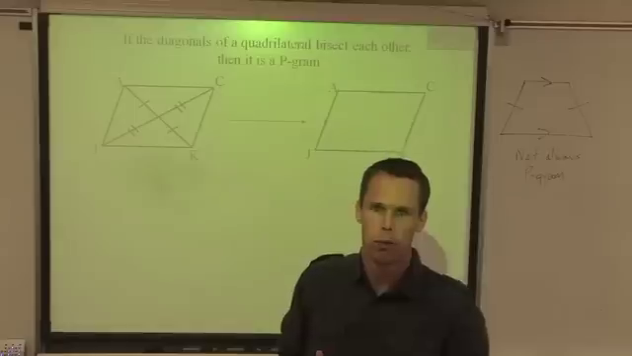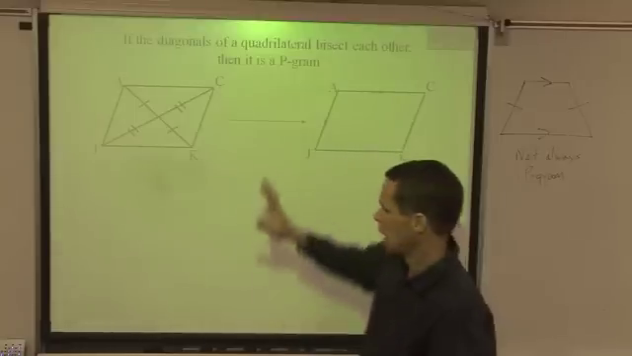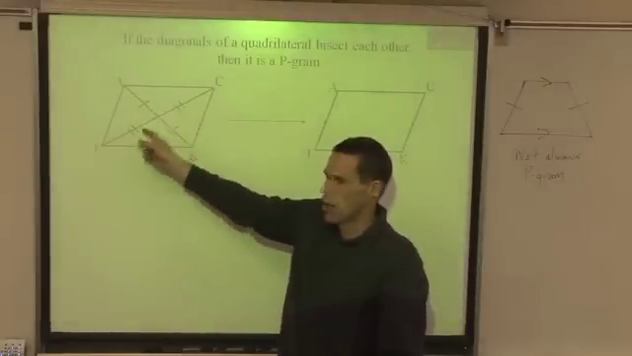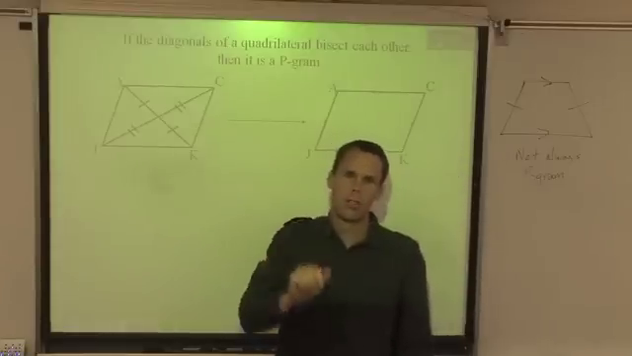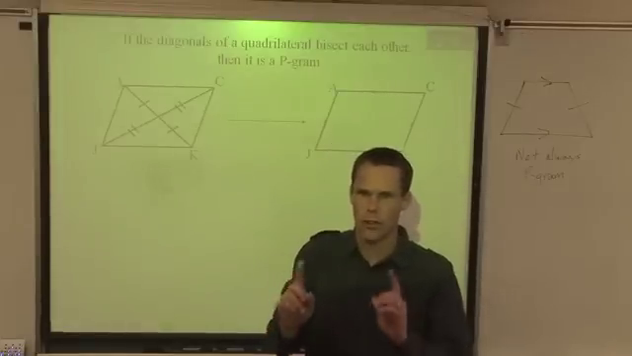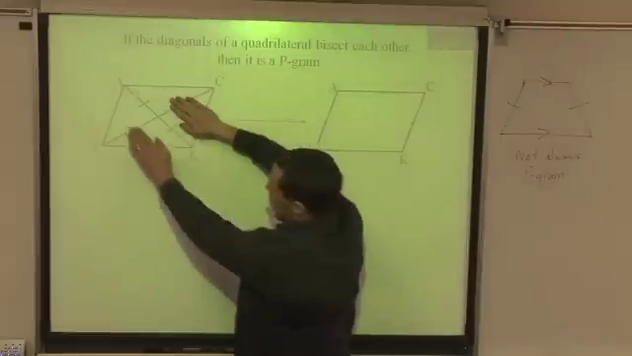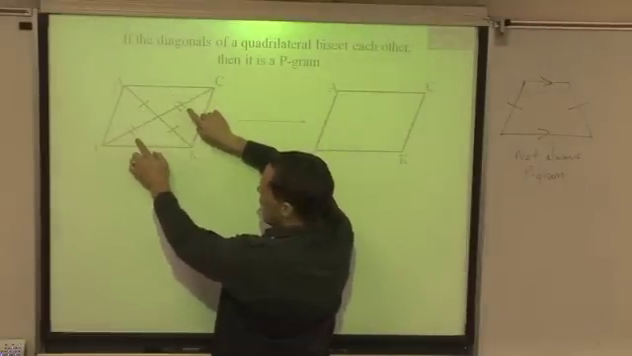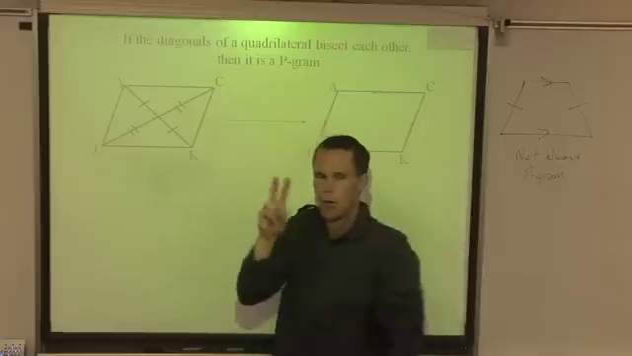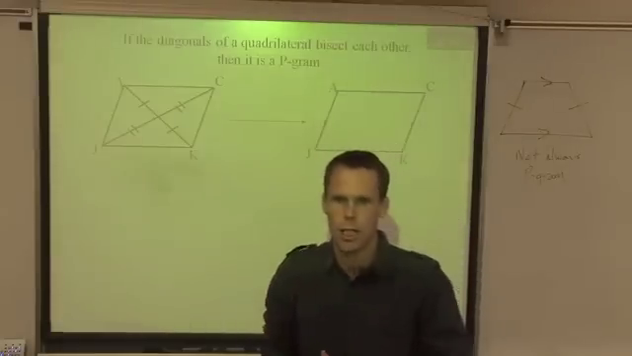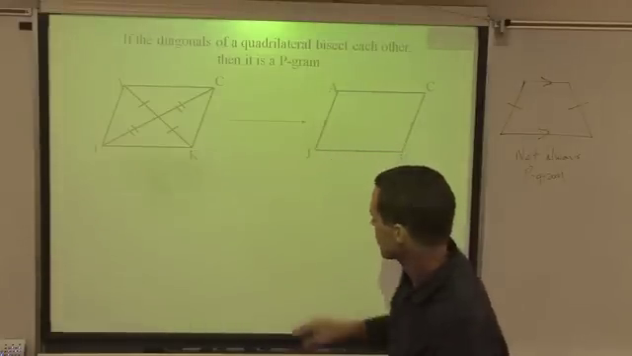We're going to explore this more in class, but for now, if the diagonals bisect each other, then it is a parallelogram. Make sure that it is both diagonals that bisect each other, not just one. You cannot just have those two markings. You must have all four. These bisect, these. As long as both diagonals bisect, then you can conclude parallelogram.